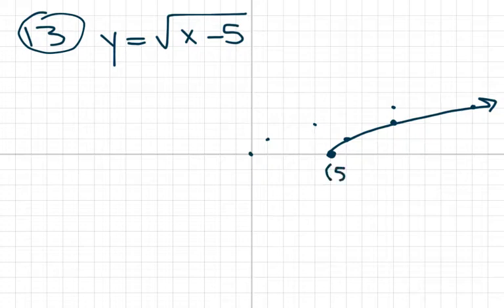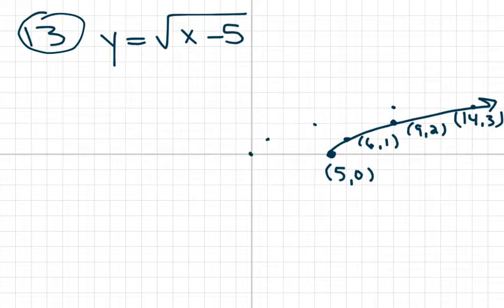It goes through 5, 0, 6, 1, 9, 2, and 14, 3. So the inverse is going to go through 0, 5, 1, 6, 2, 9. I'm going to run out of space here, so I'm just going to do this. There's the graph of the inverse.